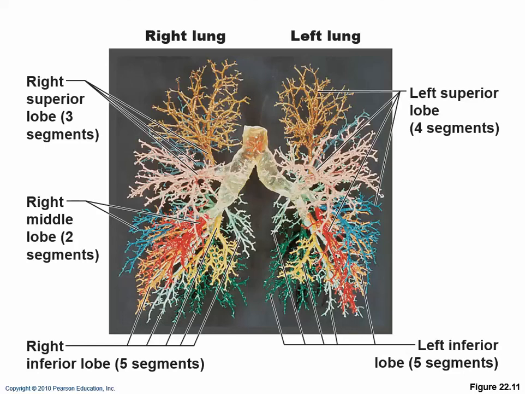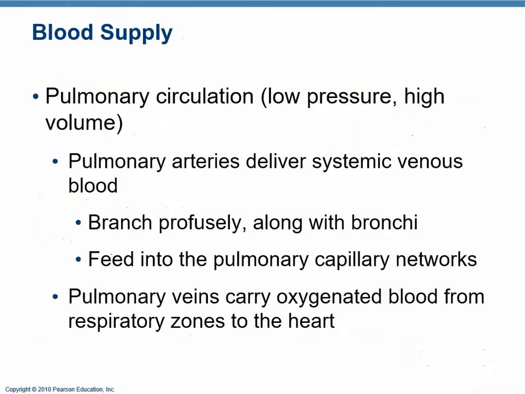This is looking at the different levels of the bronchial tree. The blood supply is in pulmonary circulation, is pulmonary arteries deliver deoxygenated blood, then they branch right along with each bronchi until they get right down into the respiratory zones, where the capillaries pick up, and then the pulmonary veins go back to the left atrium of the heart.